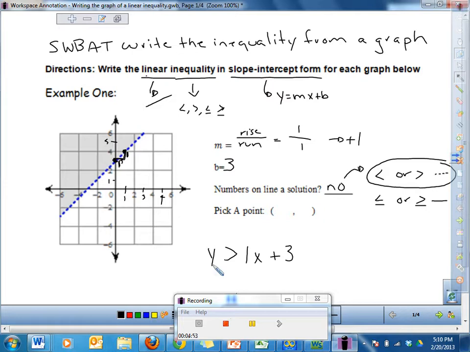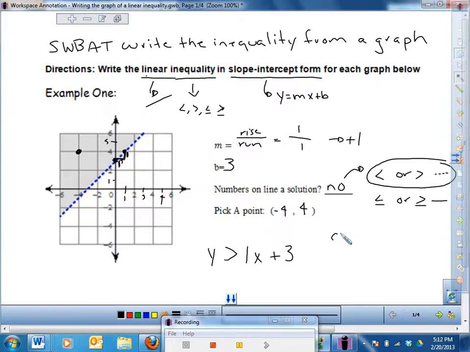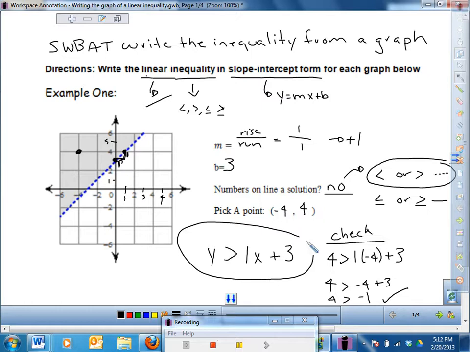I'm going to pick a point, put it into this equation, and see if it works. I'm going to pick this point right here, which is (-4, 4). If we drew the right inequality, this point should be true. So let's do our check. My y value is 4. Is 4 greater than 1 times negative 4 plus 3? 1 times negative 4 is negative 4. Is 4 greater than negative 4 plus 3, which is negative 1? Is 4 greater than negative 1? Yes. My check worked, so I drew my inequality symbol correctly. So my equation is y is greater than 1x plus 3.